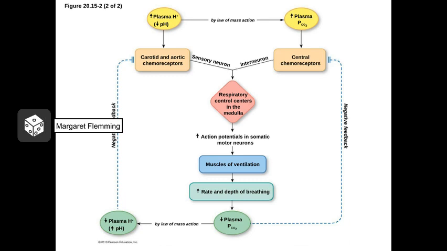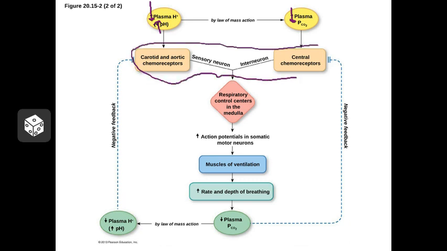Can we look at this slide in reverse? What if you have a patient that is in alkalosis? pH is too high. What does that mean? Well, plasma hydrogen is low. Plasma PCO2 is low. Again, both the peripheral and the central chemoreceptors respond to that. How do they respond?